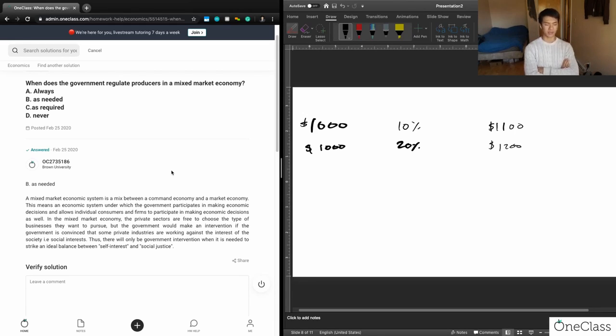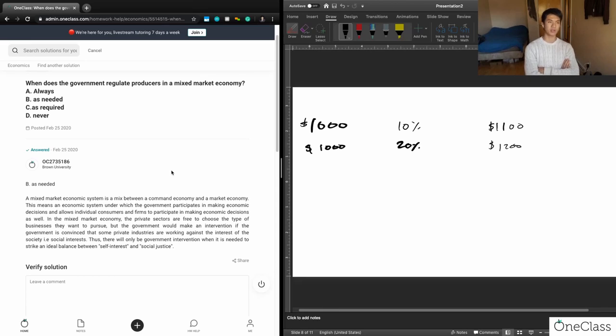So let's take the example of externalities. Producers might overproduce because they are not accounting for the negative externality of pollution, and government is going to come in and regulate those producers in order to make sure that the producers internalize the cost of pollution, either through cap and trade or through taxes or penalties. And that is an example of that government regulation of producers on an as needed basis.